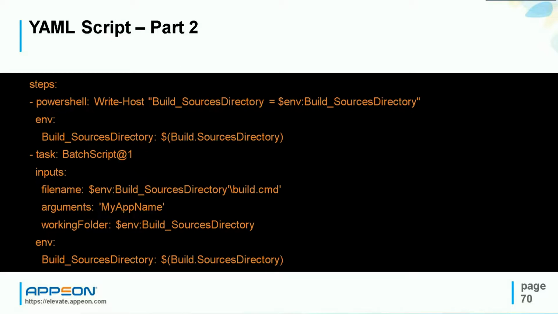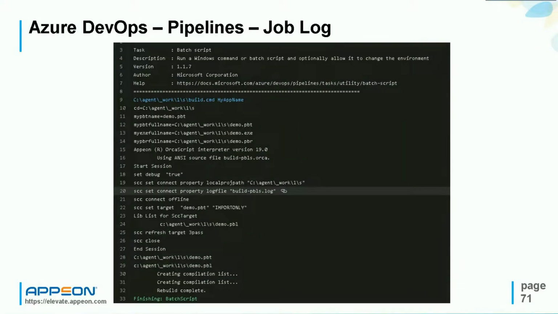And then the next task is a batch script task, and that's where I'm calling the build.cmd that we just looked at. This build.cmd, it just got it from the repo, and it put it into the sources directory, and then I'm executing it. Then this environment colon down here, that's where I'm defining the variable build_sources directory, which is based on the environment variable $build.sources directory. Okie dokie, that's the whole thing.